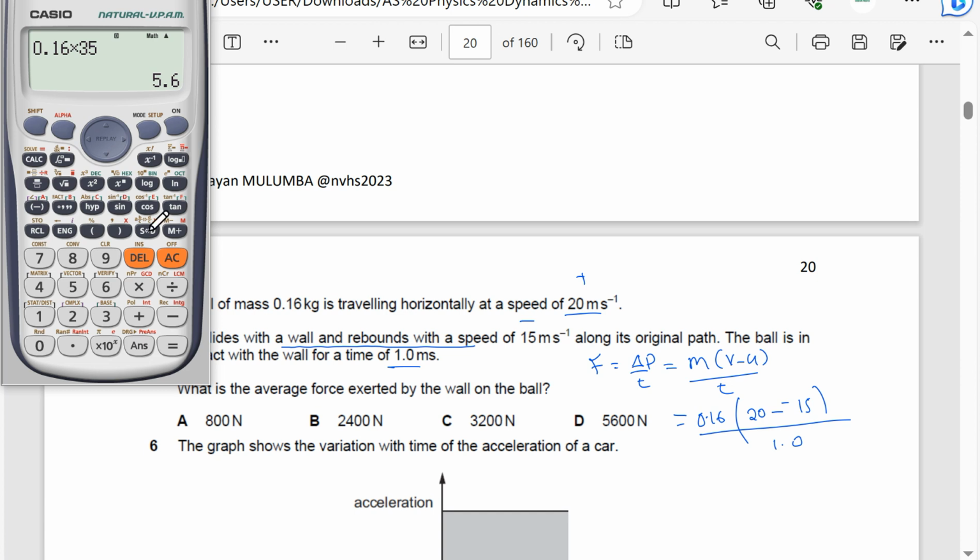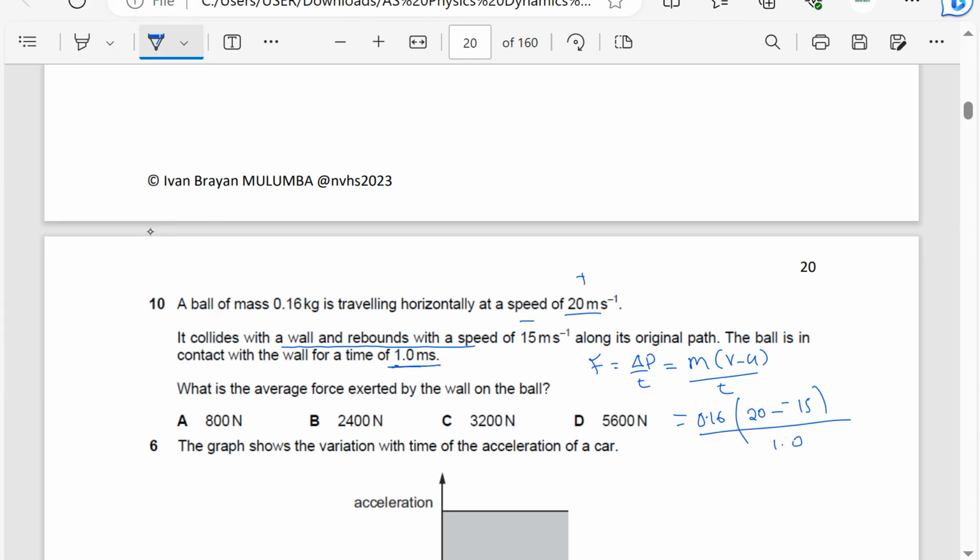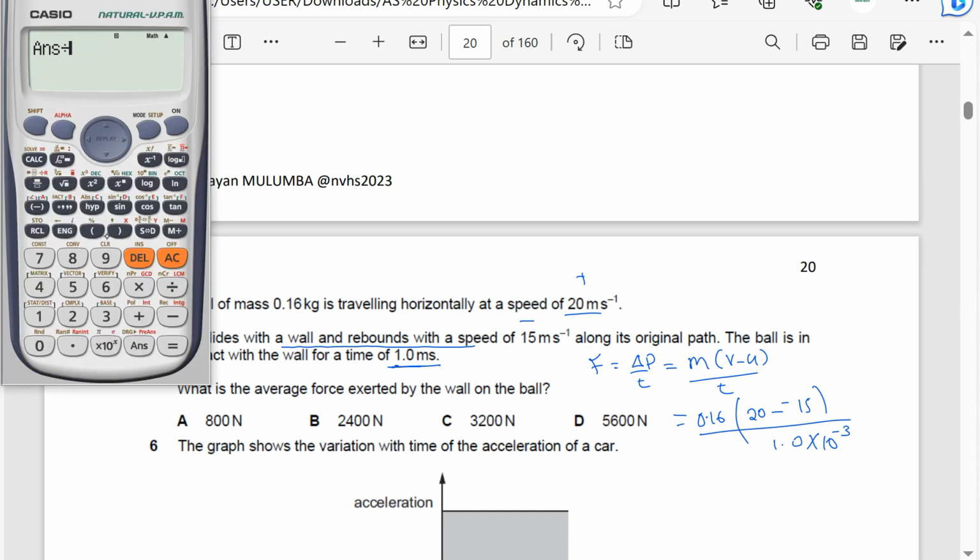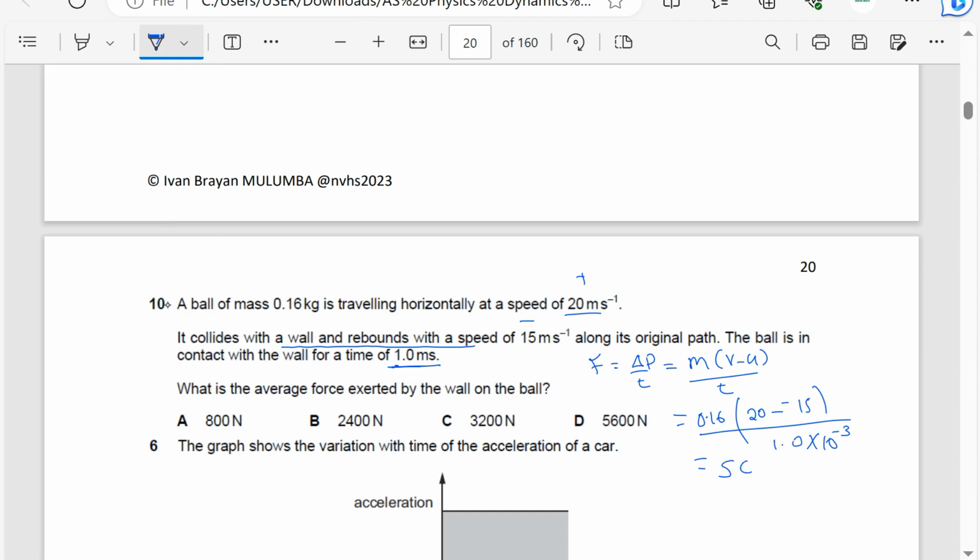Oh, this is 1 millisecond. I had not seen this. This is 1 millisecond, so that is 1 times 10 to the power minus 3 to change it to seconds. So divide by 1 times 10 to the power minus 3. So that is 5,600 newtons. So it means the answer is going to be D.